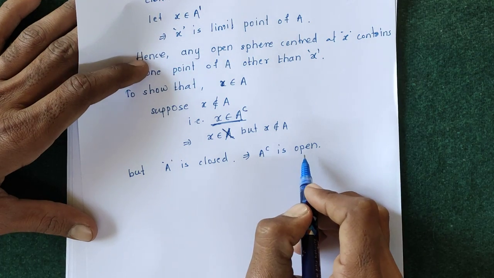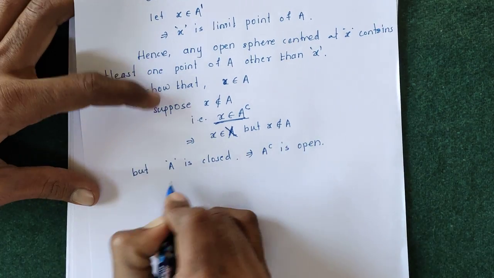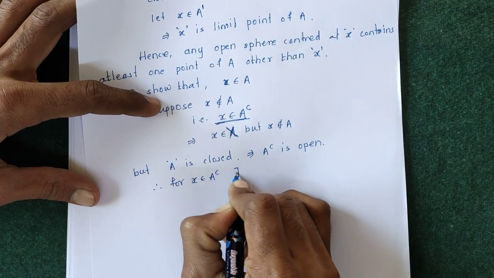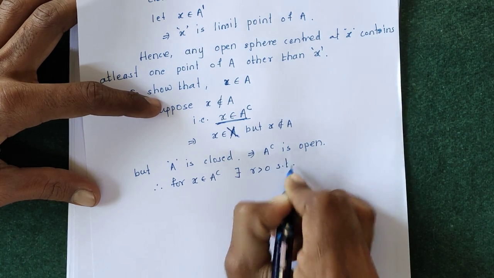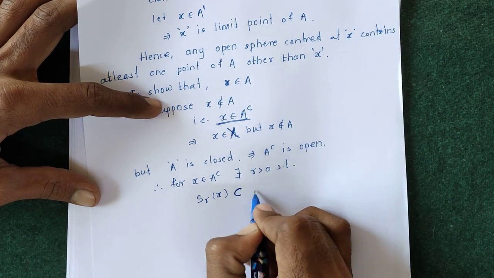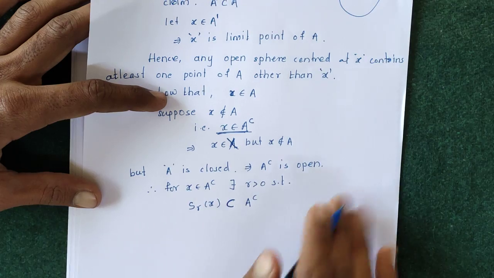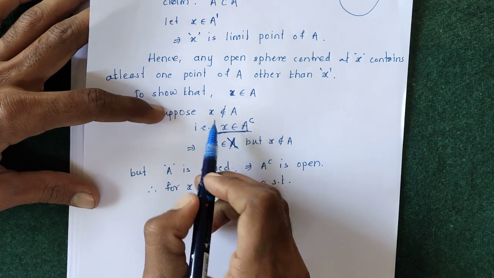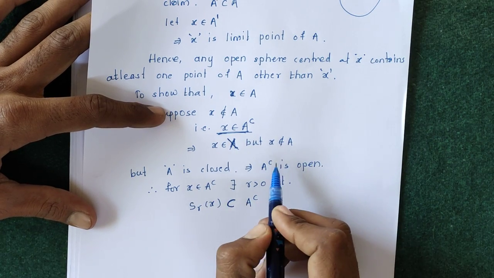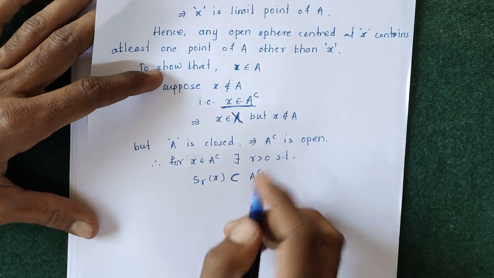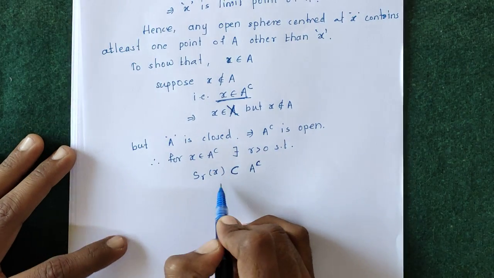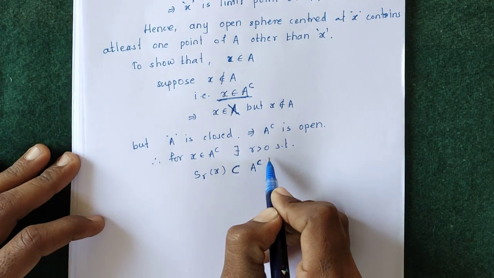So, we can use the definition of open set. Therefore, for x belongs to A complement, there exists some radius r greater than 0 such that the open sphere with radius r and center x totally lies inside this A complement. Here A is a closed set, so A complement is open, so the open sphere centered at x, S_r of x, lies inside A complement. Now, this implies that this open sphere totally lies inside A complement.